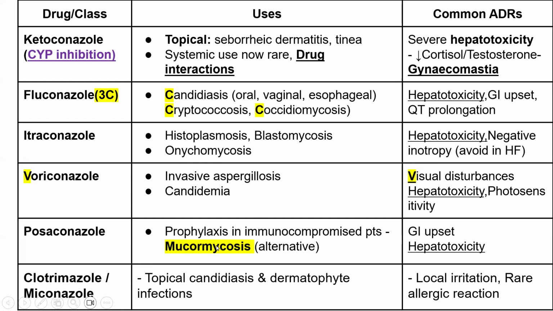And posaconazole, the only azole useful in mucormycosis, is posaconazole. Okay, so remember this for triazoles. Come to imidazole, ketoconazole. We know the main point to remember for ketoconazole is that it is systemic.